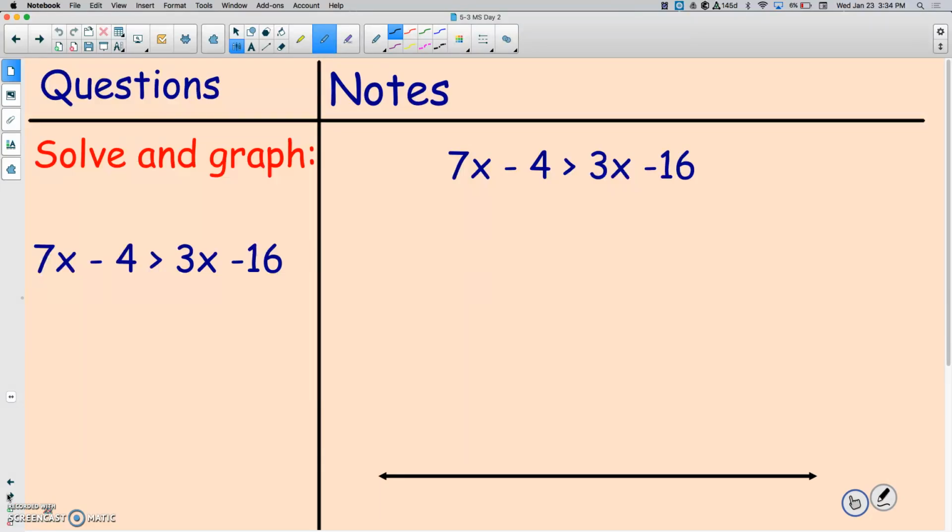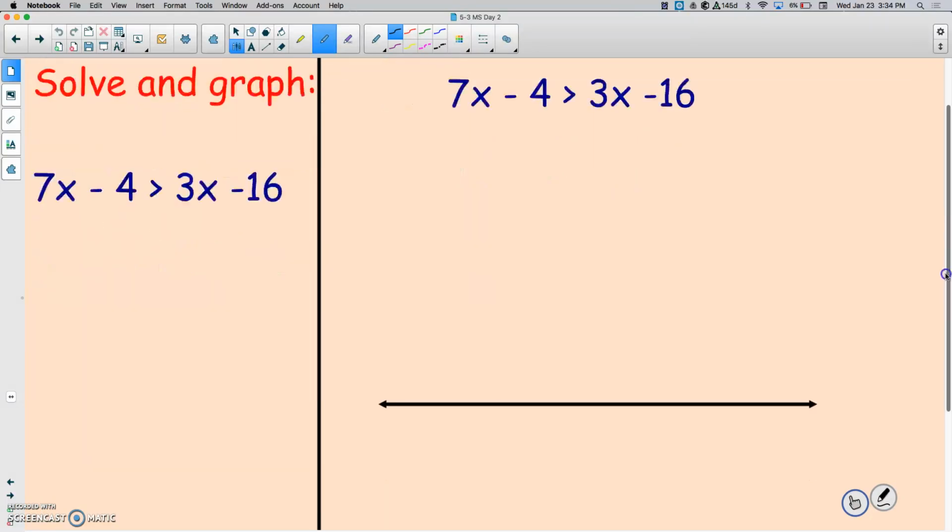So the first problem says solve and graph 7x minus 4 is greater than 3x minus 16. The first thing I do, circle the variables and draw the line to separate my inequality. When there's variable on each side of the inequality, the first thing that I do is move them over to the same side. So to do that, what I'm going to do is eliminate the smaller variable.